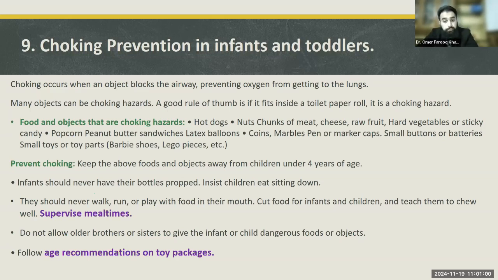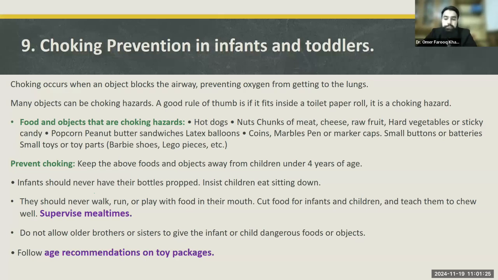Insist children eat sitting down. They should not eat while running around. They should never walk, run, or play with food in their mouth, because they breathe harshly, and with that harsh breathing while running, they may inhale the food particles into their airways, and that may become dangerous.